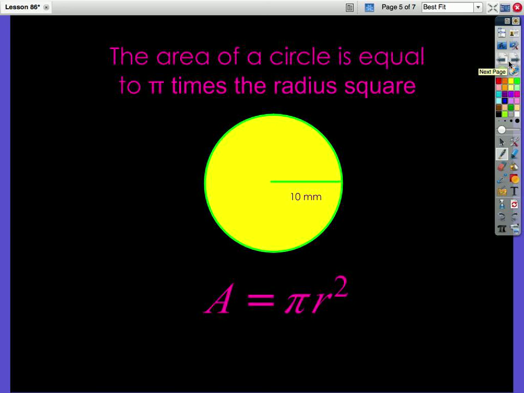So the area of a circle is equal to pi times the radius squared, because remember that this square was radius times radius, or radius squared. So if we have a circle and we have a radius, we're just going to take the radius squared. In this case we take 10 millimeters squared, which would be 100 millimeters squared, and then multiply it by 3.14, which is pi.